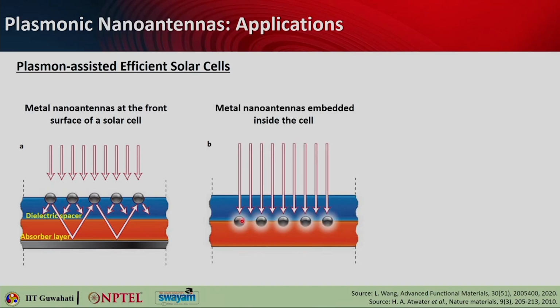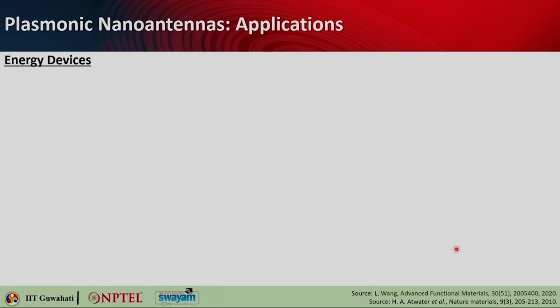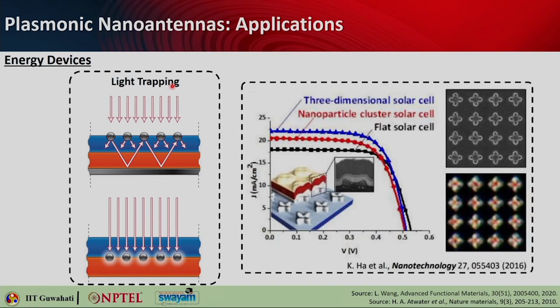You can also have nano antennas embedded inside the solar cell. So, here they will be acting as absorbers at the resonance wavelength, and they will help you generate more hot electrons. You can also have metal corrugation at the back surface of a cell, and if they are sub wavelength and metallic, they also give rise to plasmons. So, they will allow you to absorb more efficiently. So, these are the different methods of improving the light trapping efficiency or light conversion efficiency.